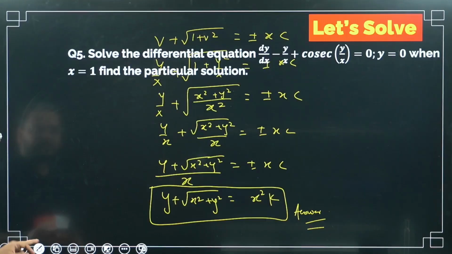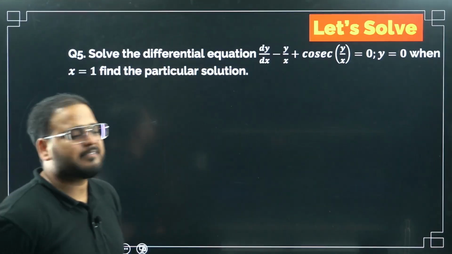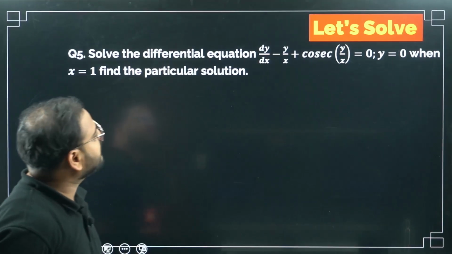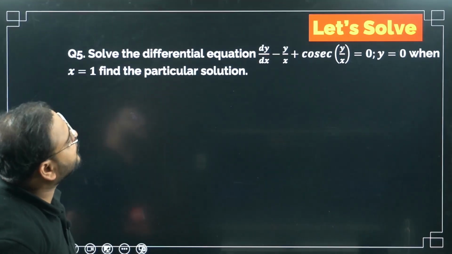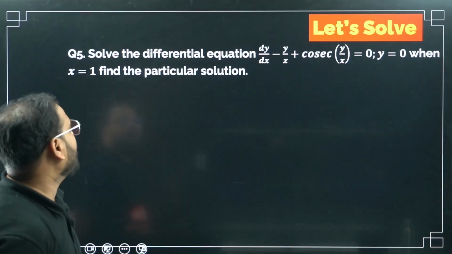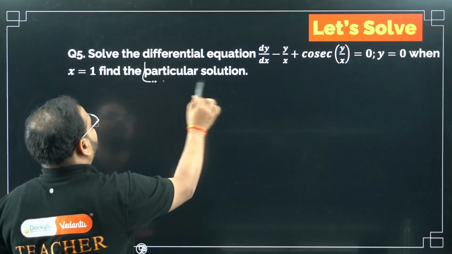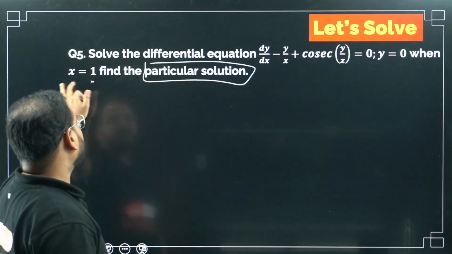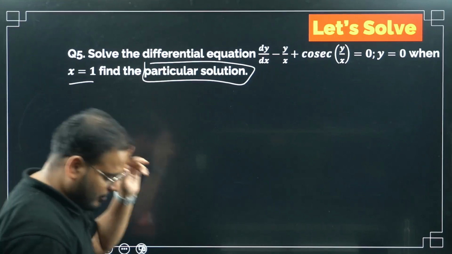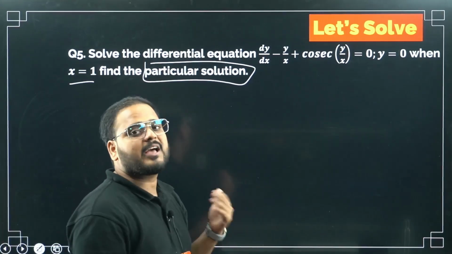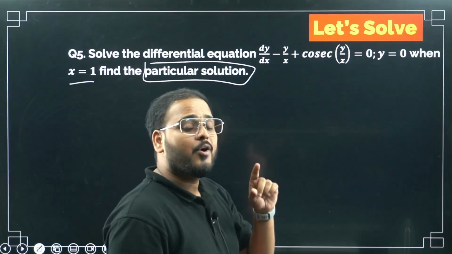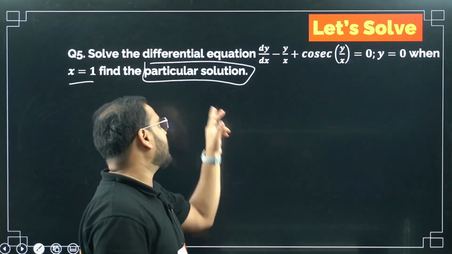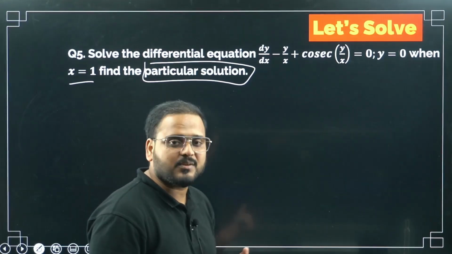Okay, now question number 5. Solve the differential equation dy by dx minus y by x plus cos y by x equal to 0. Very good question. They're asking us to find what? Particular solution, because they have given x and y value. X is 1 and y is 0. So first we have to find that solution, then put the x and y value to get the constant value c, and then we'll put back the c value to get the particular solution. I talked about this in the previous session.